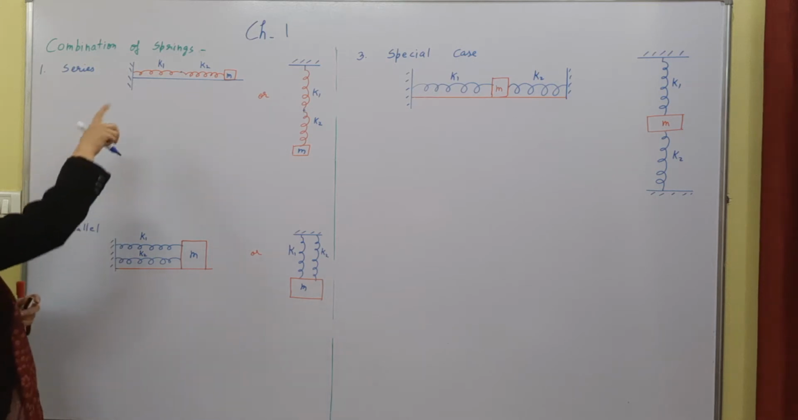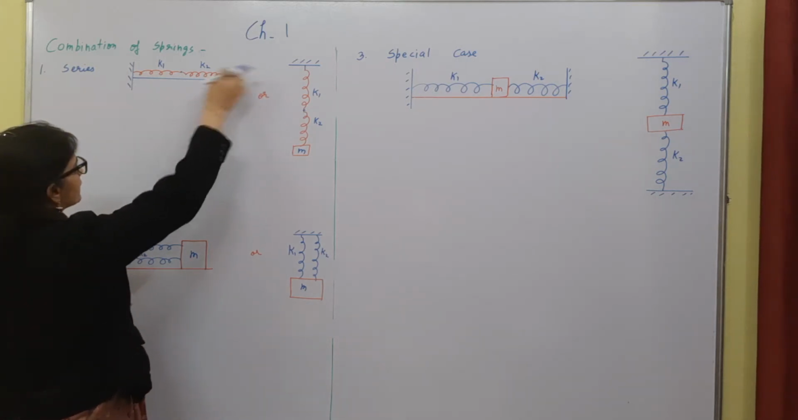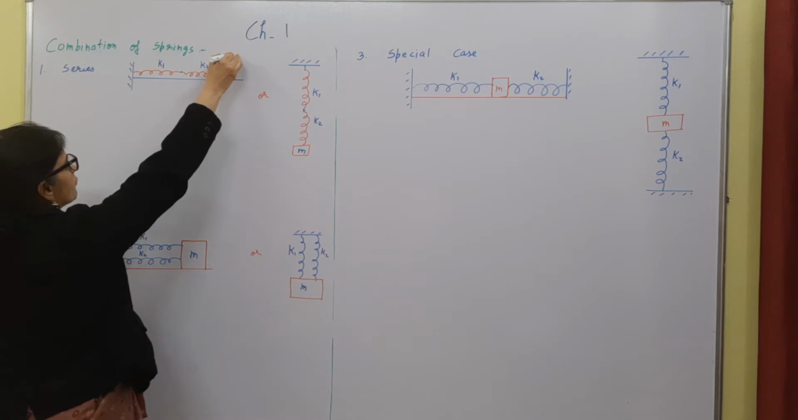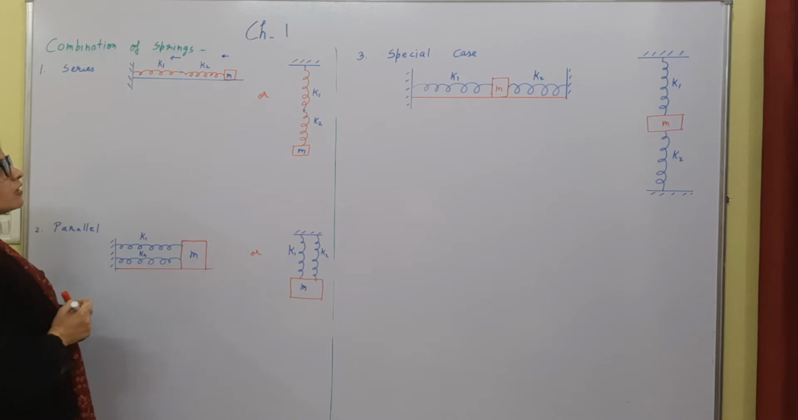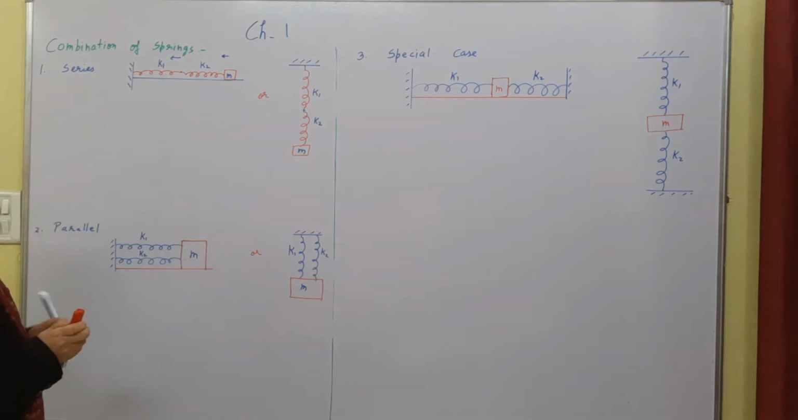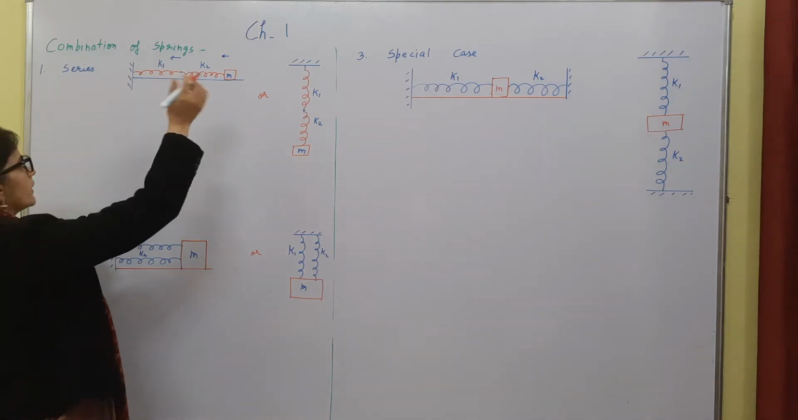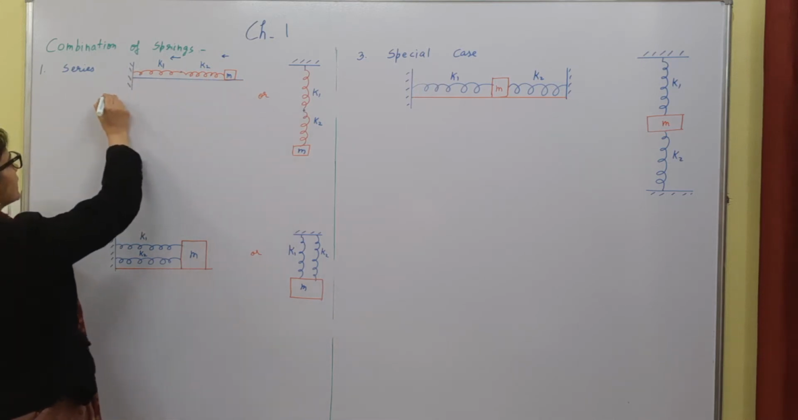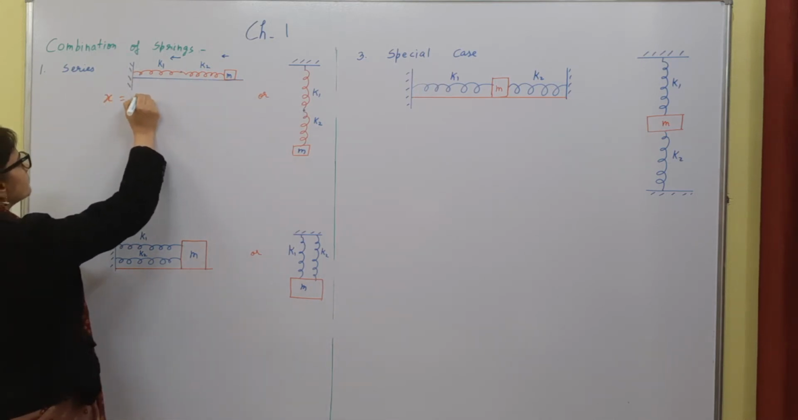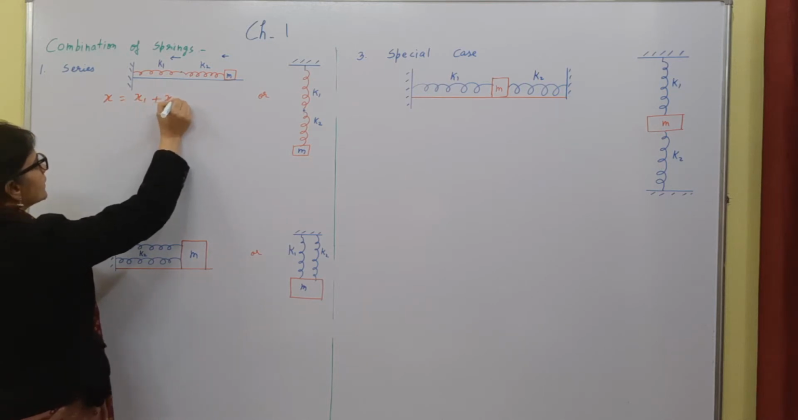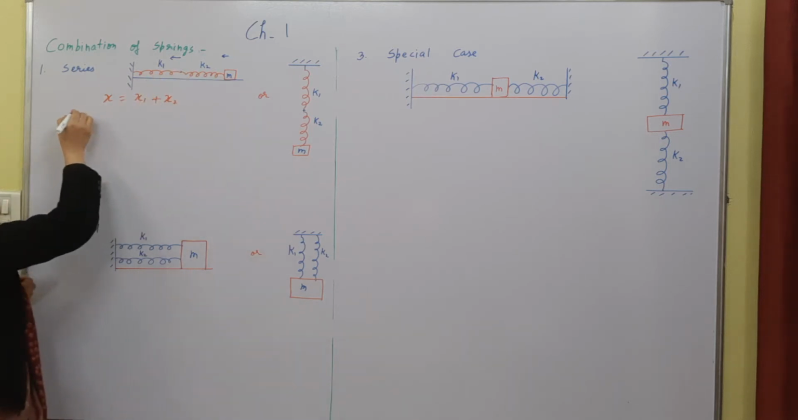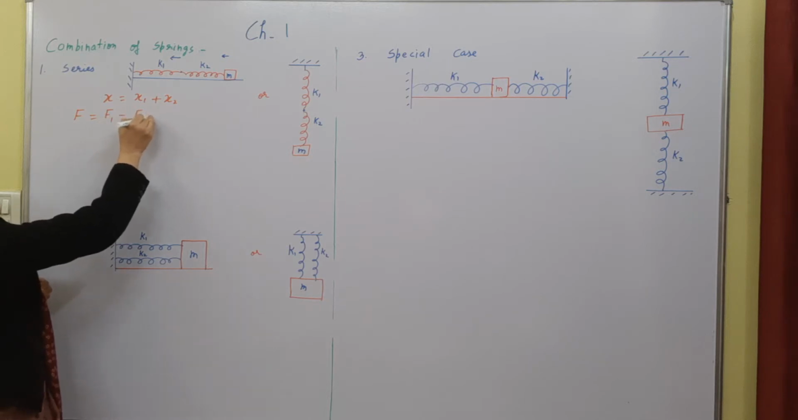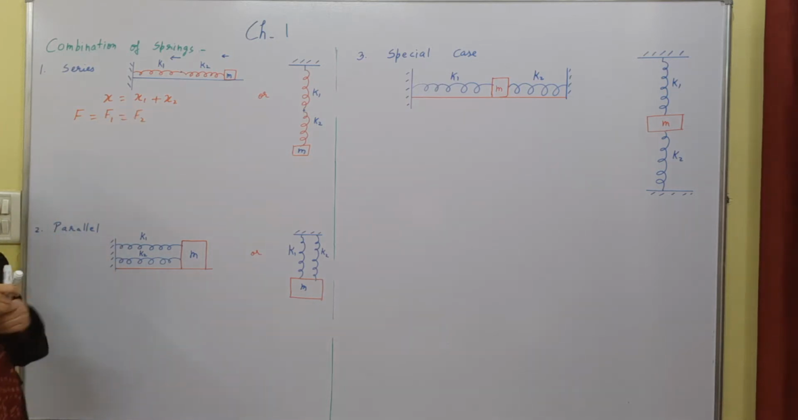Now look at this. When some force is applied here, there will be a restoring force in this spring also, and a restoring force in this spring also, right? But the total extension will be the sum of both the extensions. Now we know that both are connected, so the total restoring force will be the same, right?